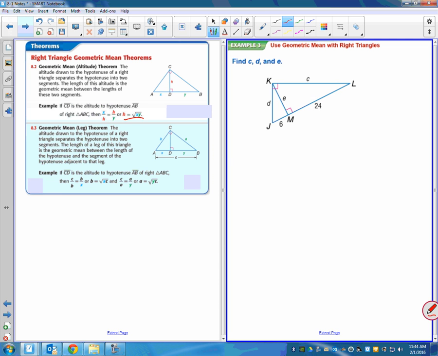Okay, so it says find C, D, and E. Here's the thing, you can't find some of them until you find something else. So the question is, looking at this, looking at those formulas that you just had in front of you, which one of those letters do you think we can solve for first? C, D. What? Yeah, you've got to solve for the altitude first, I think. Well, maybe not, but I think we do.